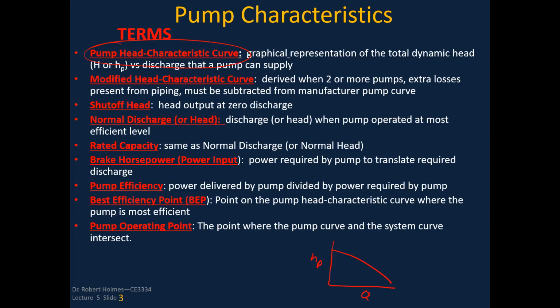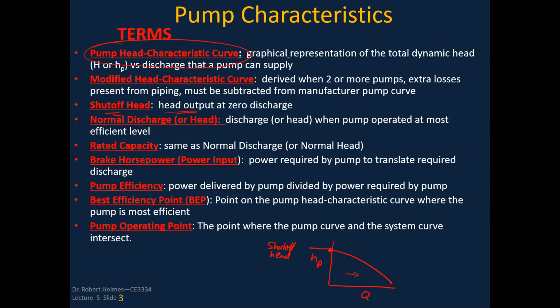The shutoff head, if you notice up here, this is all the flow rates possible for this pump on this pump head characteristic curve. The shutoff head is going to be that value that is right at the amount of head as the discharge goes to zero. You notice here that as the discharge increases, the amount of head that the pump can impart into the flow decreases. So the shutoff head is that head output at zero discharge.